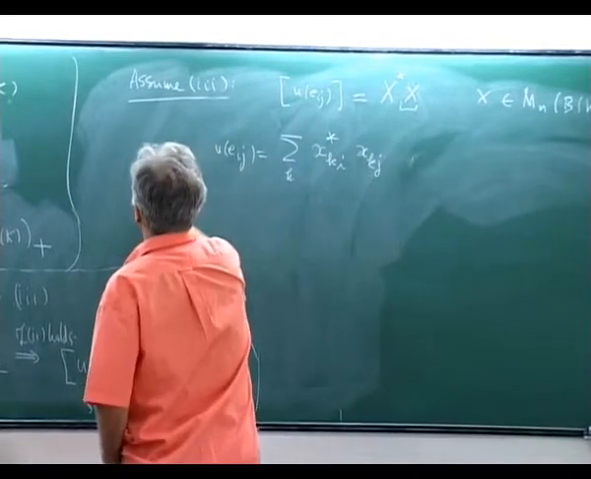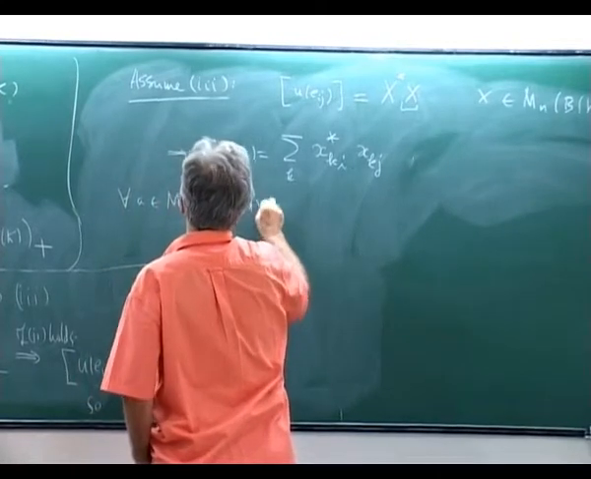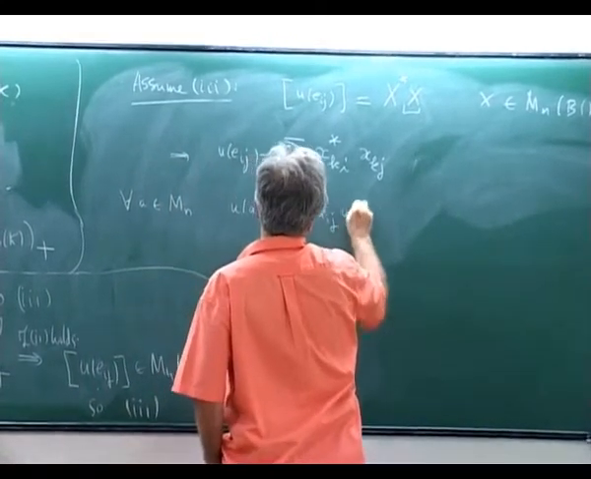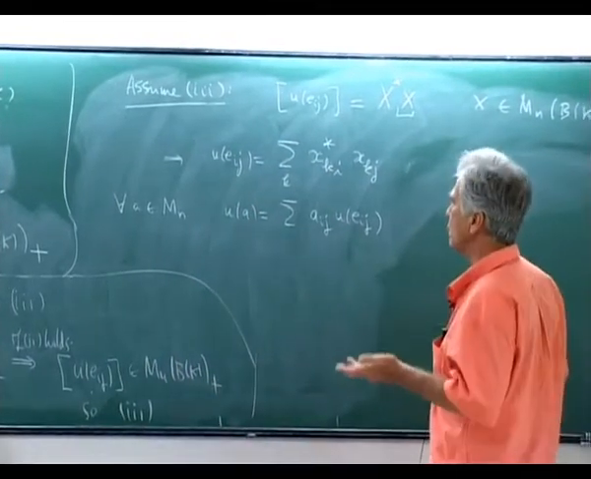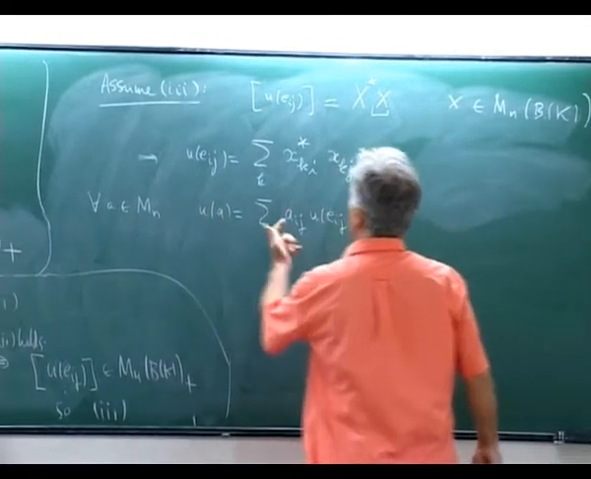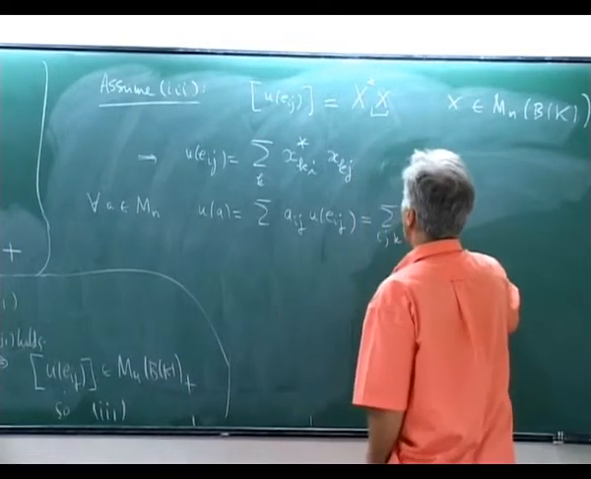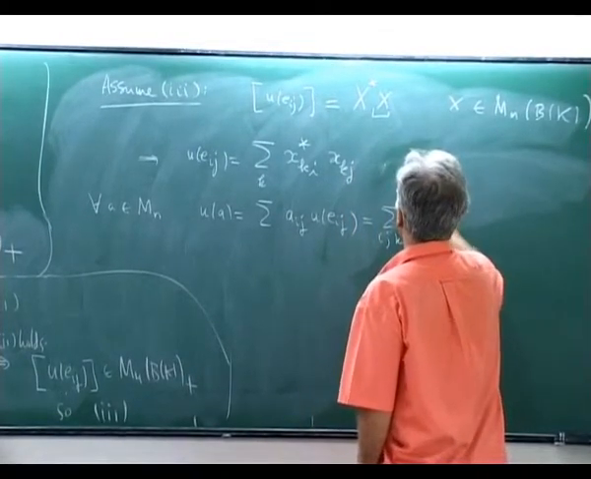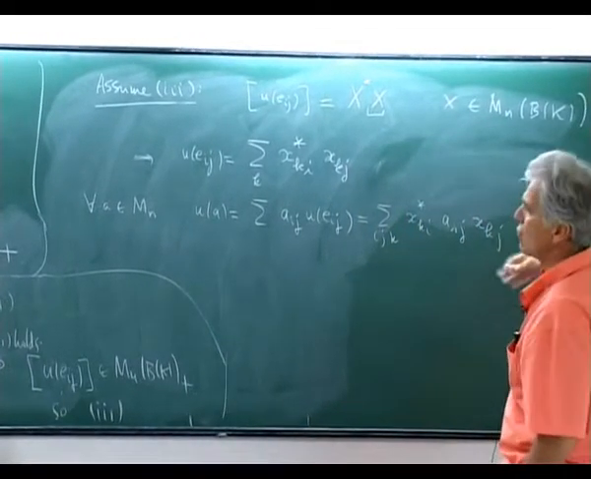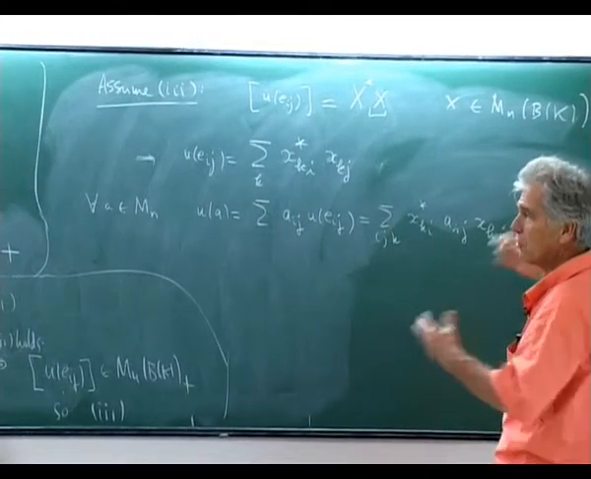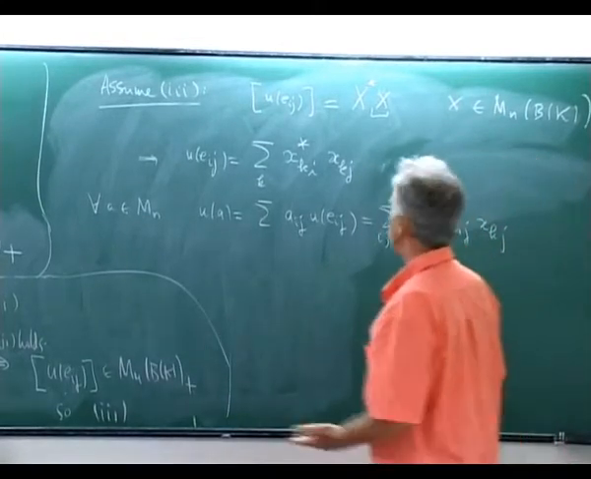So now U of A, for any A in Mn, we will have that U of A is the sum of Aij U of Eij, since Eij is obviously the basis for Mn, so we can develop A over this basis. It gives us this. So sum over ijk of x ki aij x kj, and you see, I hope you're getting now the catch of this. You're recognizing the form that's typical of complete positivity.